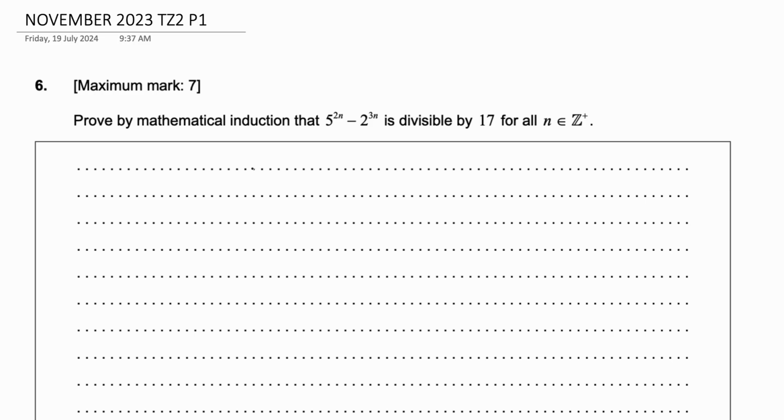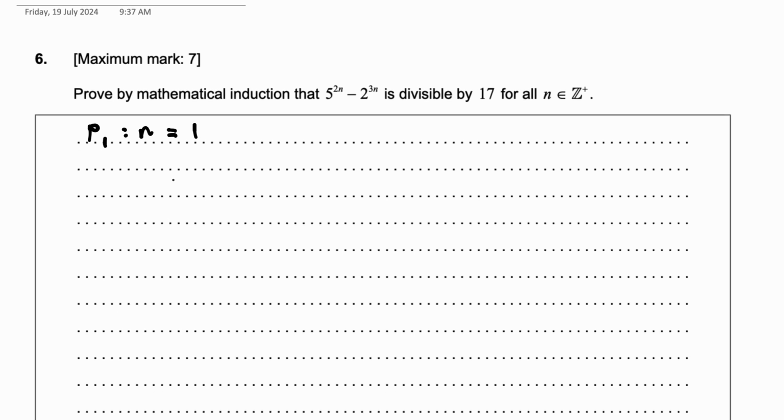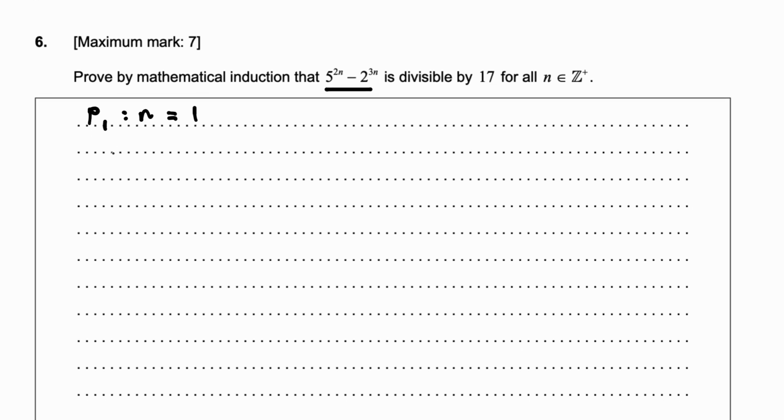So the first step to solving a mathematical induction problem is having P(1), where n is equal to 1. This is my basis for the overall proof. If this doesn't work, the overall proof doesn't work. Let me substitute n is equal to 1 into this. So 5 squared minus 2 cubed is equal to what? I need to show that whatever it is equal to is divisible by 17. So 25 minus 8, which is equal to 17, which is divisible by 17. So P(1) holds true.